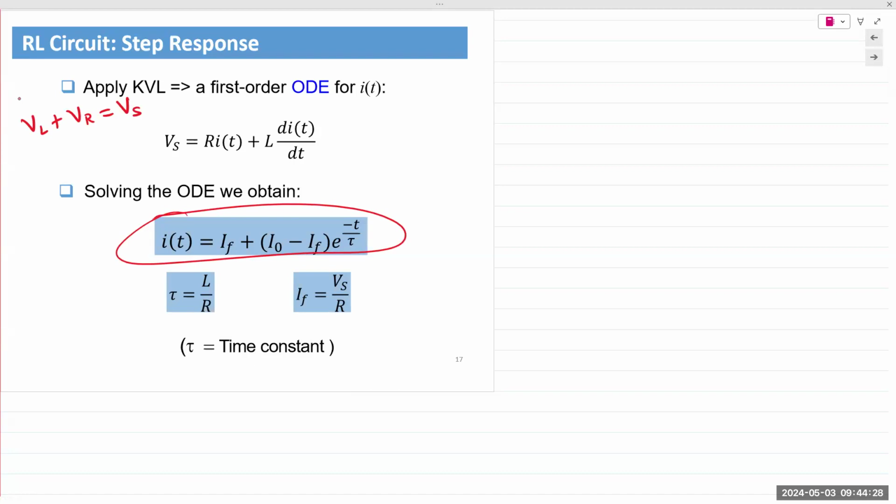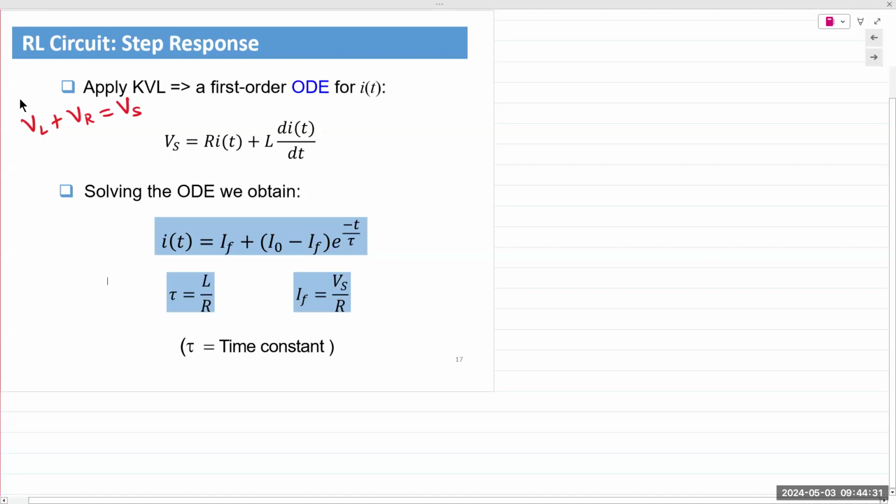I(t) = IF + (I0 - IF) e^(-t/τ). There is I0 in this equation. We have to take the initial current into account. But if the initial current is equal to 0, meaning it's a fully discharged capacitor, then you don't have to worry about anything. The equation reduces to simply IF - IF e^(-t/τ). So in most cases, I0 would be equal to 0, and you would not have to take that into account. Tau still remains the same, L over R, no change.